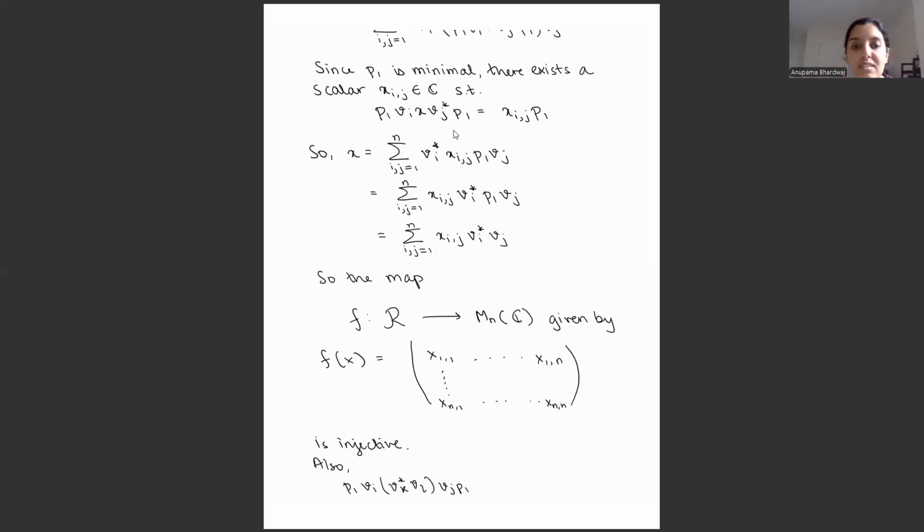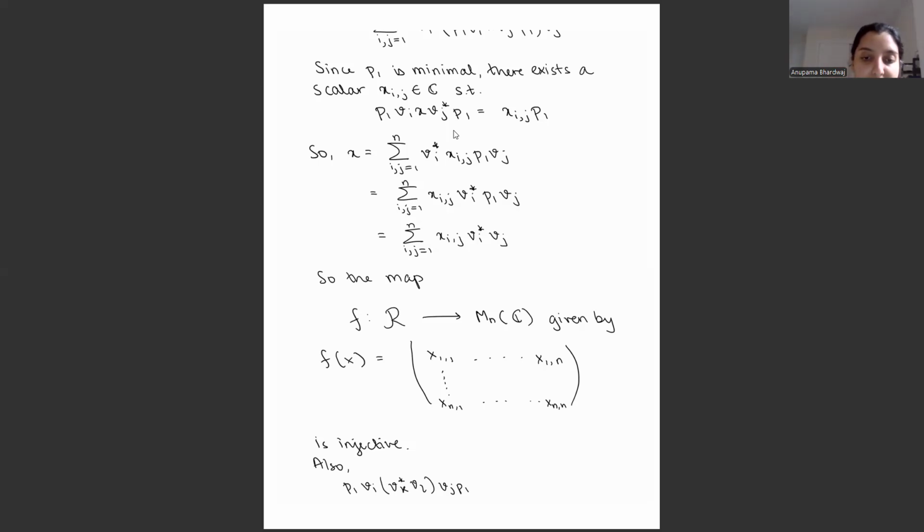And so if I consider this map from R to the matrix algebra M_n(C), which is given by f of x, where I use all the scalars as the coordinates of the matrix, placing all the x_ij's according to the indices in the matrix algebra, that map is injective because if the image is zero, x has to be zero by this definition of x written as a sum that I have out here.